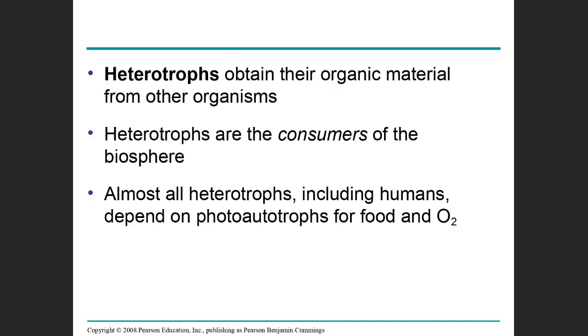A heterotroph is an organism that uses organic compounds for both energy and carbon, so they typically have to eat something else. So a heterotroph eats something else. Heterotrophs are consumers in the biosphere, so they consume other organisms. Almost all heterotrophs, including humans, depend on photoautotrophs for food and oxygen. And so it's the photoautotrophs, it's the plants, algae, and other photosynthetic organisms that make oxygen. We are dependent on them.